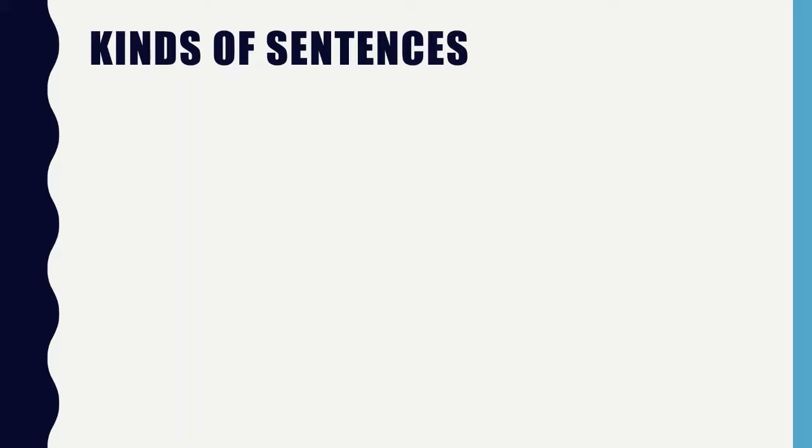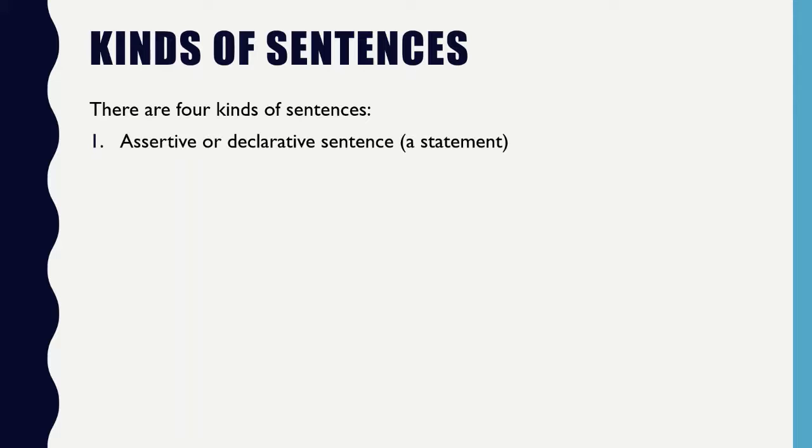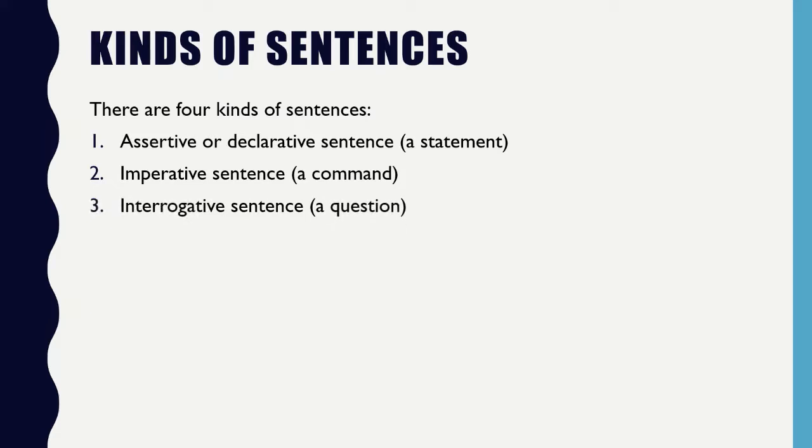Next, kinds of sentences. Here we have four kinds of sentences. First, assertive or declarative sentence, a statement. Second, imperative sentence, a command. Third, interrogative sentence, a question. And the last, exclamatory sentence, that is an exclamation. Let's learn the definitions one by one.